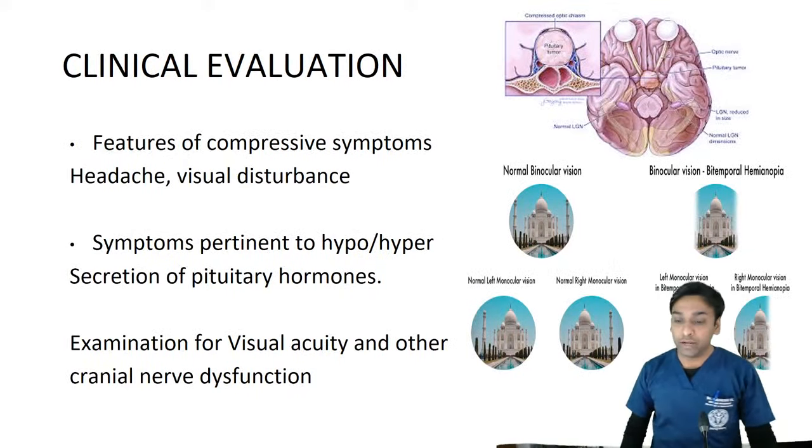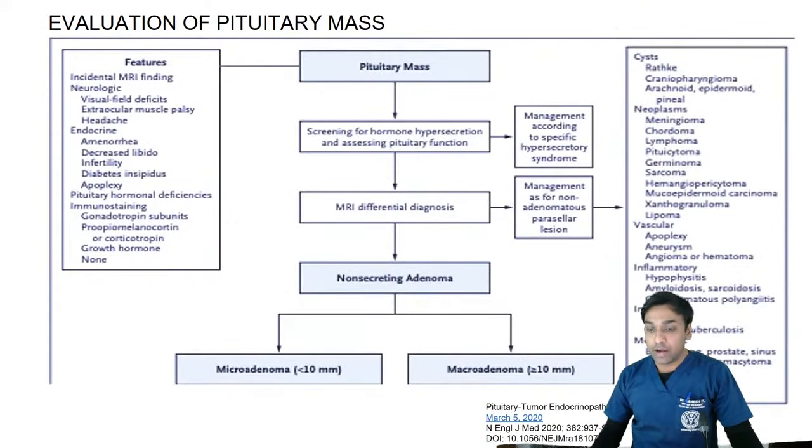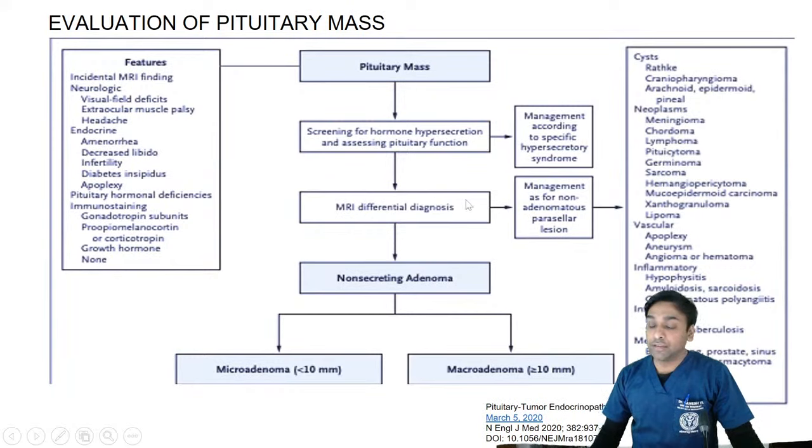I would like to discuss a sellar lesion, whichever it is. We initially have to evaluate the clinical features, which could be compressive symptoms, headache, or visual disturbances. Visual evaluation includes visual acuity and visual field examination, along with symptoms pertinent to hypo or hypersecretion of pituitary hormones, and other cranial nerve dysfunctions can also be present. Any pituitary mass can present with features of hormone hypersecretion, which can be managed accordingly. Other features to be noted are visual field defects, palsies of other cranial nerves, headache, and endocrine abnormalities. MRI is the key factor in differential diagnosis.